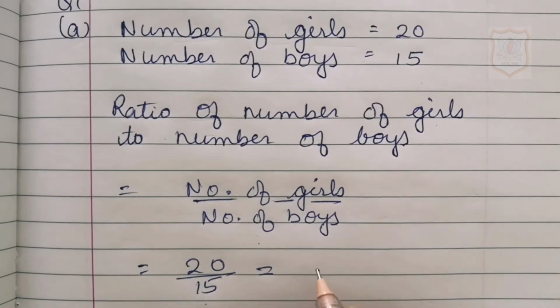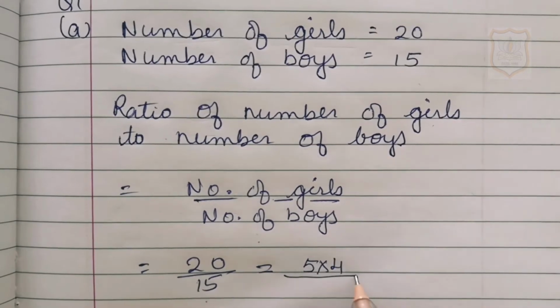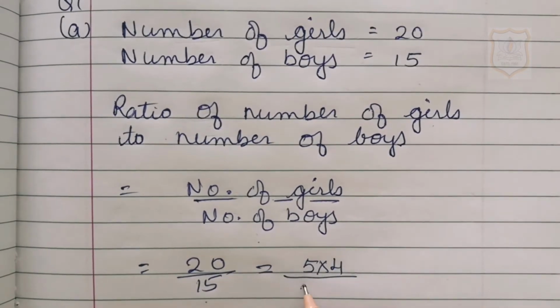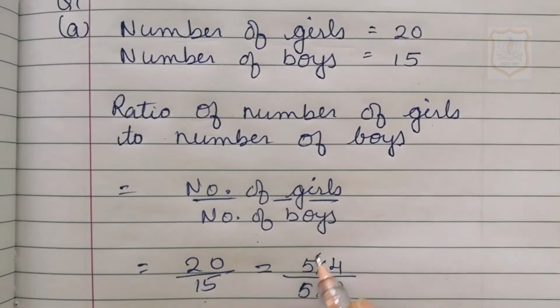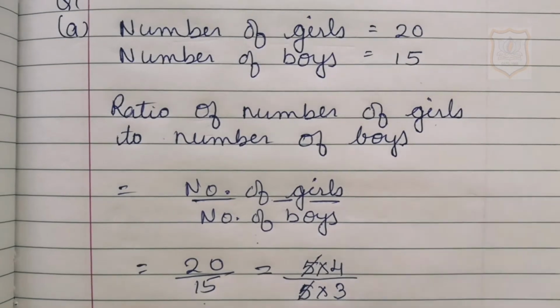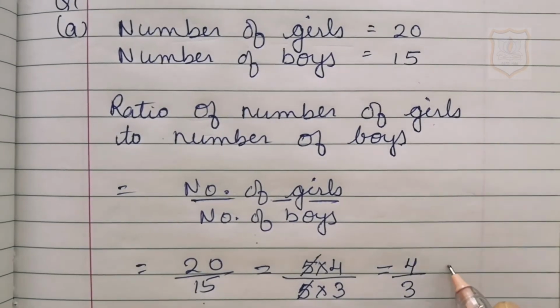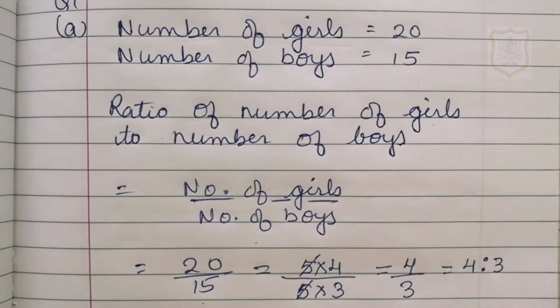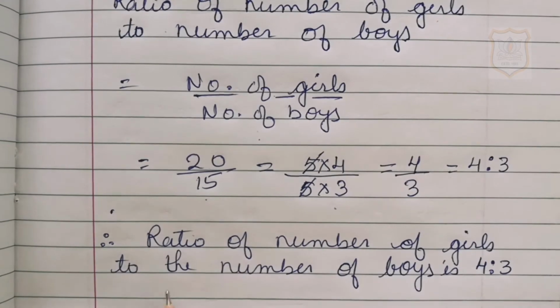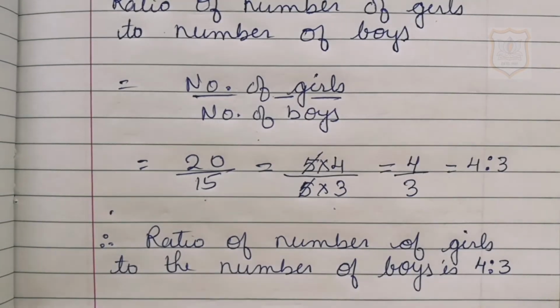Now in the place of 20 we will write 5 multiplied by 4, as 5 4s is 20, and in the place of 15 we will write 5 multiplied by 3, as 5 3s is 15. Then we will cut this 5 from above the line and below the line. Now the number so formed is 4 by 3 or 4:3. Therefore the ratio of the number of girls to the number of boys is 4:3.